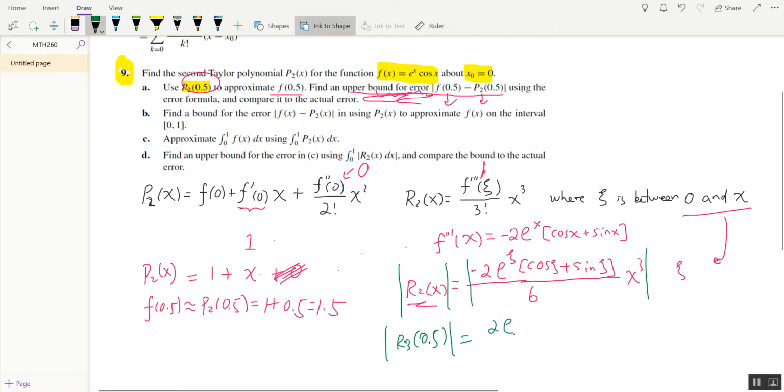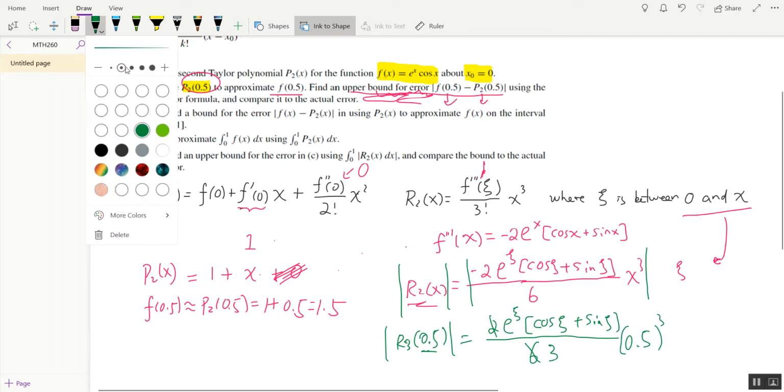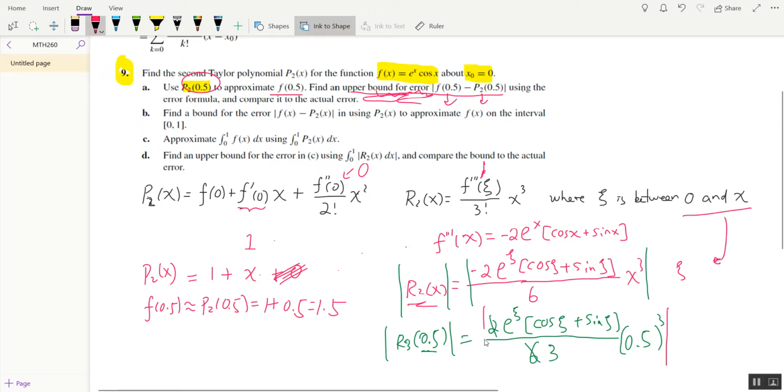So 2 times e to the xi, well, let me practice writing that nicer, cosine xi plus sine xi. Well, by the way, if you want to, you can go ahead and cancel these two, so that this is 3. Now, x is 0.5, therefore you have to write 0.5 in this case, 0.5 cubed. Don't forget the absolute value.